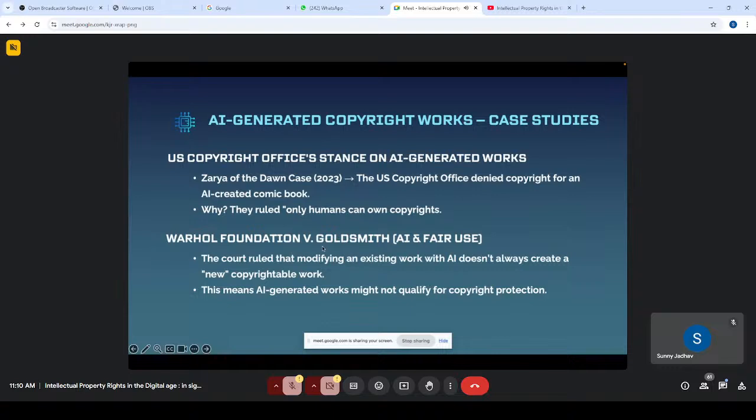Then the Warhol Foundation versus Goldsmith case. In this case, the court ruled that modifying an existing work doesn't always create a new copyrightable work. Say there is a book or a poem. If somebody tries to rewrite or modify the same work, the modified work will not be recognized as a new copyrightable work. This means AI-generated work might not qualify for copyright protection.